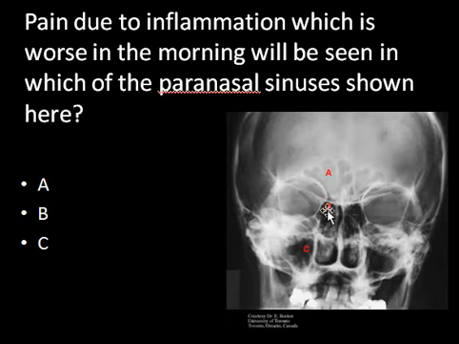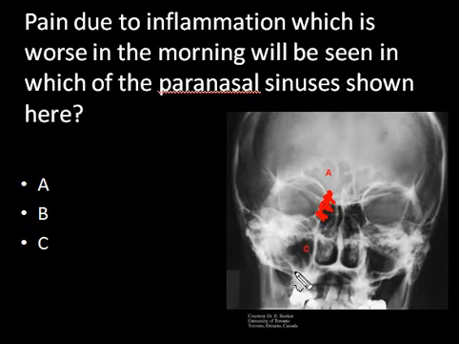Let's look at why ethmoidal and maxillary are not choices. Ethmoidal, these are tiny air cells which are present here. They're very small. They open into the superior and middle meatus this way. So they just open directly, very small, so they can drain quite easily. So there's no problem there.